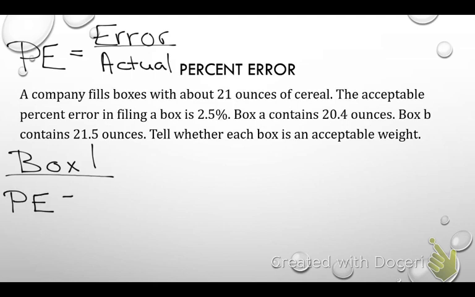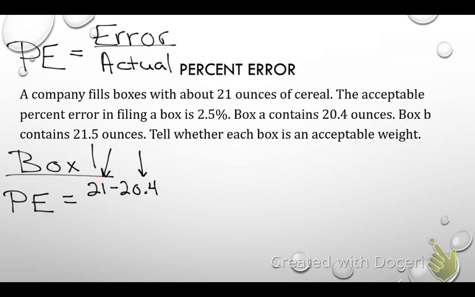All right, so here we go on box A. Percent error equals, how can I figure out how much it's off? I know how much it should be. I know how much is in there, so I can subtract them from each other. Here's what I did. This is how much should be there.